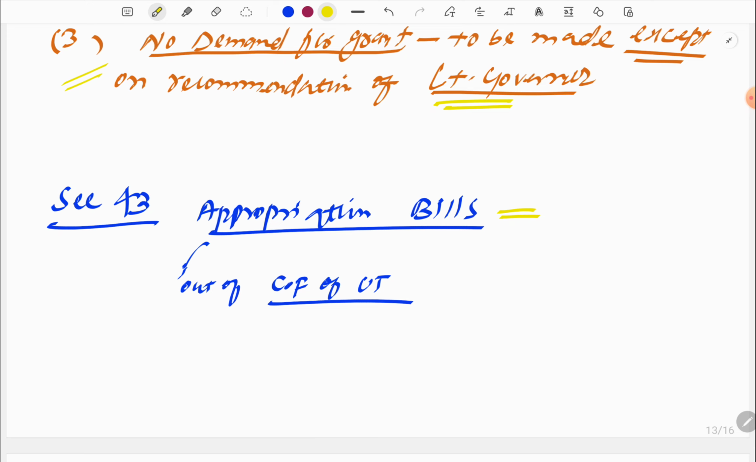Let's move to section 43, which tells us about the appropriation bills. You must have read in polity about the appropriation bill and all the financial bills. When they are discussed in the legislative assembly, they are scrutinized by the committees, then they are put to vote, and then they are finally passed. That procedure is called appropriation of bills. It is always related to money being charged upon the consolidated fund of the union territory or the consolidated fund of the state. So that is section 43, very important, about appropriation bills.